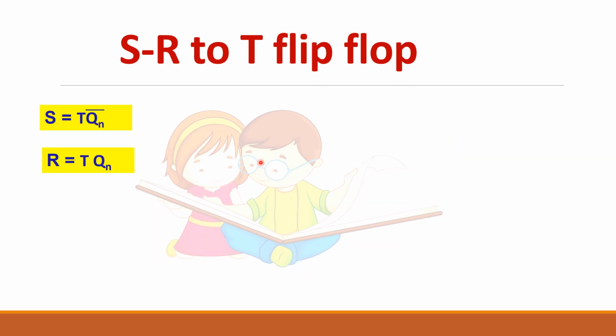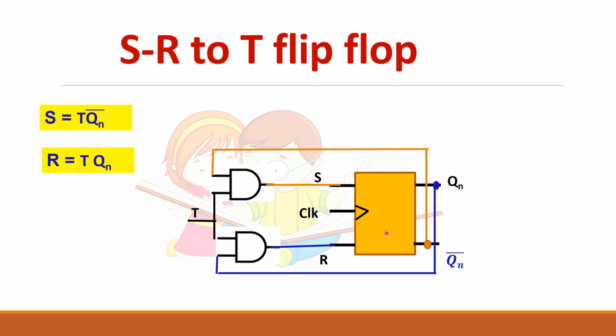With these relations, let us draw the SR flip-flop. You see here, S is equal to T into Qn bar. It is similar to what we have done for JK flip-flop. So Qn bar is this line, T is here. Okay. So this is S. For R, you have T into Qn.